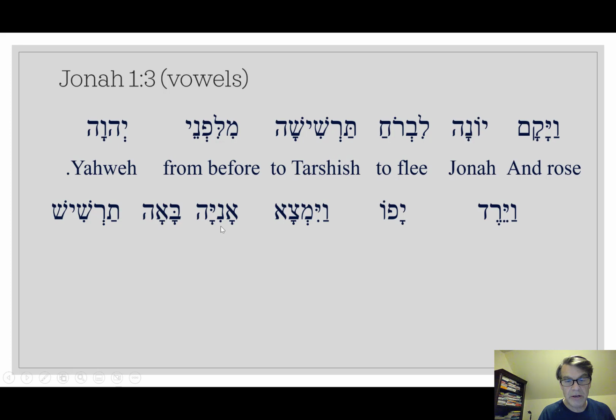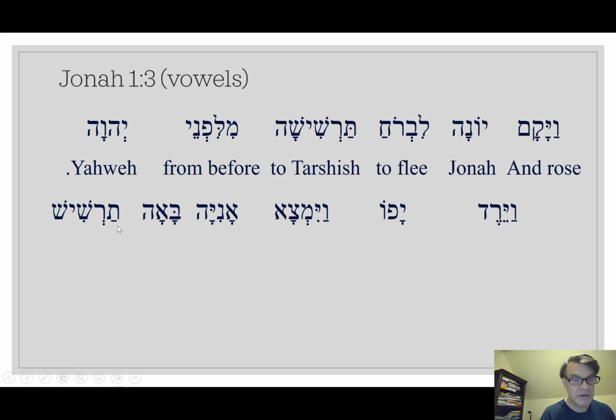What's the vowel under the nun? It's a hirik. What is the combination at the end of this word? It's kamatz he. So aniyah, a ship. And he found a ship. Next word, second to last word on that second line. What's under the bet? It's a kamatz. What's under the aleph? It's a kamatz he. So ba'ah, a ship going to Tarshish.